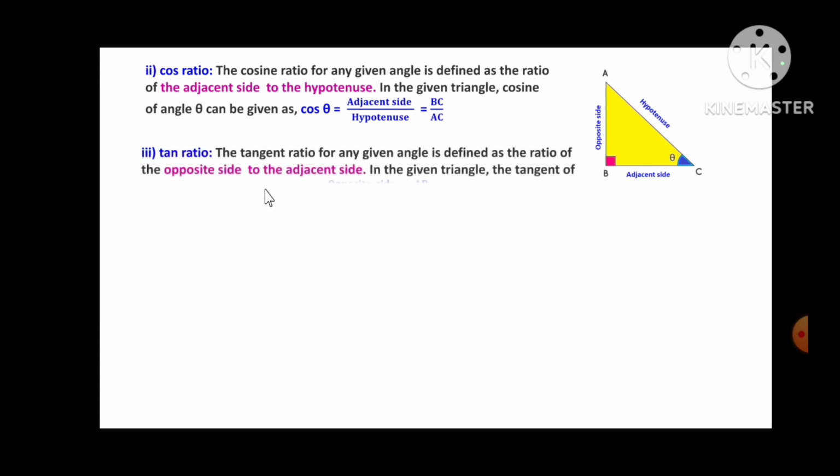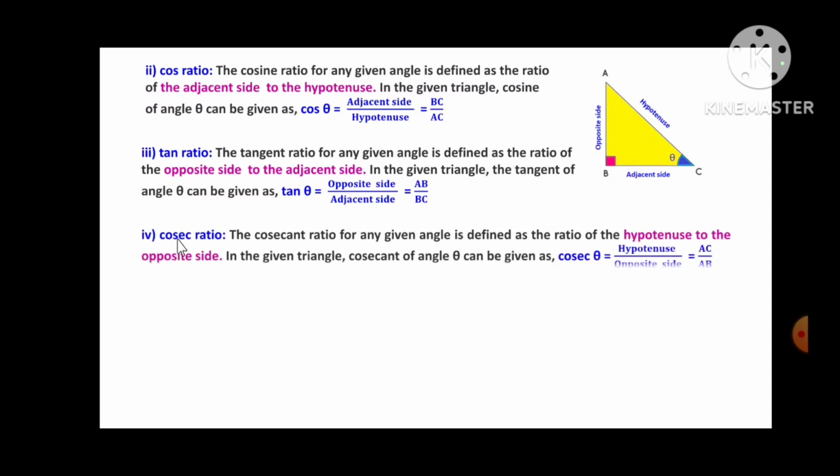Third is the tan ratio. The tangent ratio for any given angle is defined as the ratio of the opposite side to the adjacent side. So in the given triangle, tan theta is equal to opposite side upon adjacent side, that is AB upon BC.